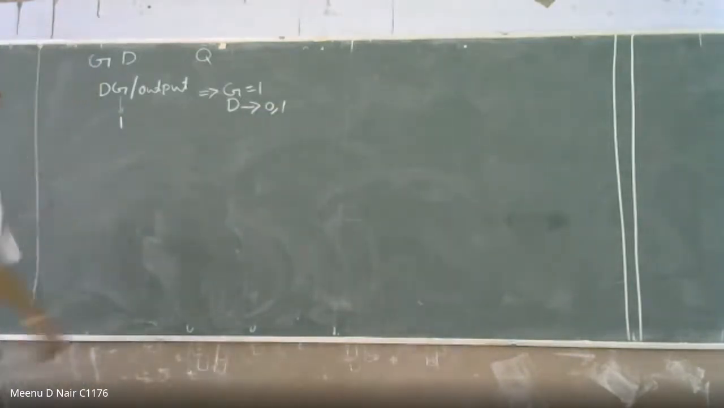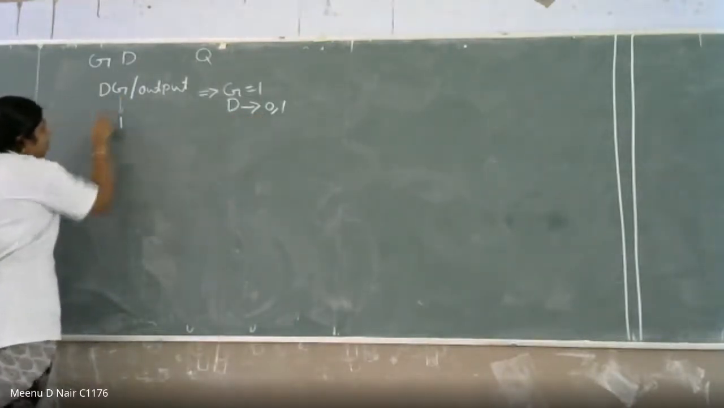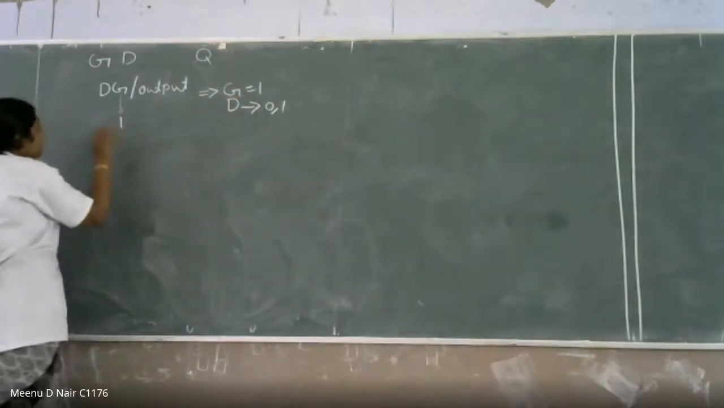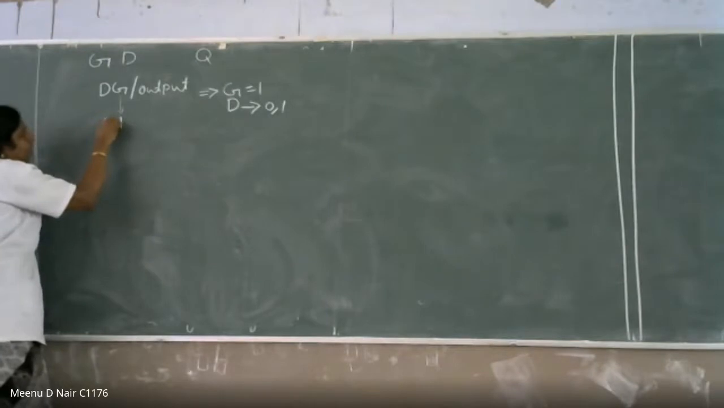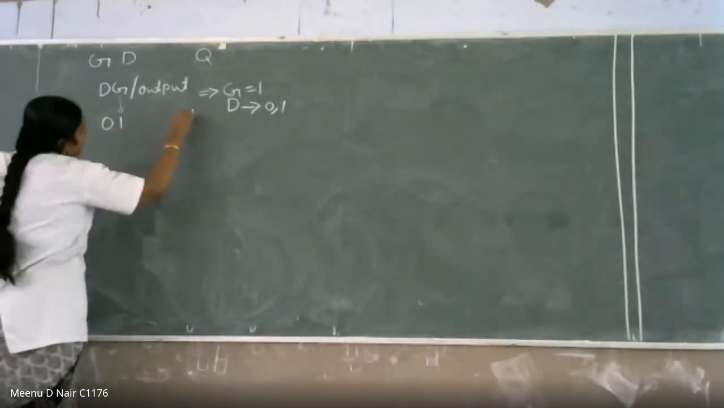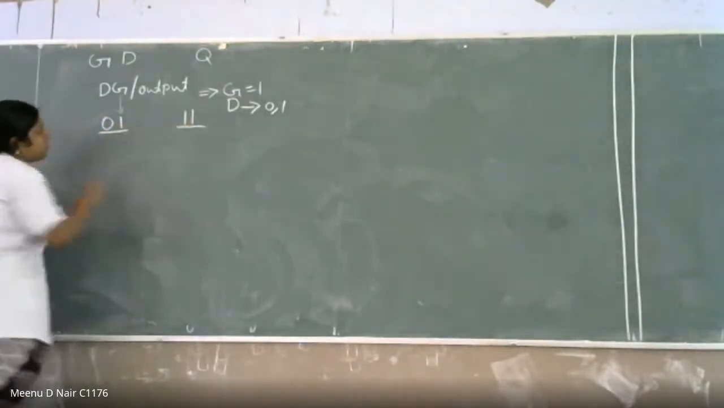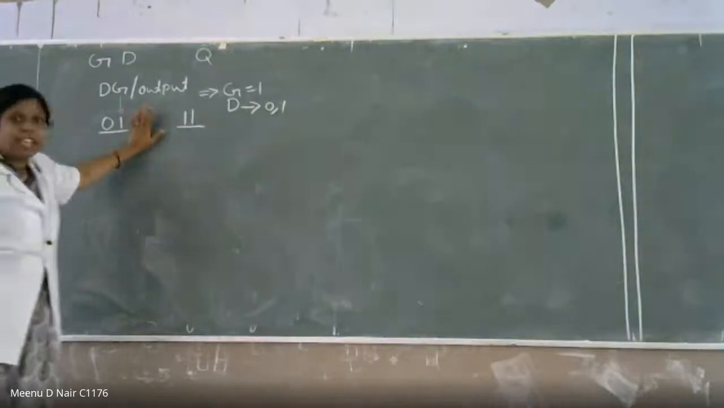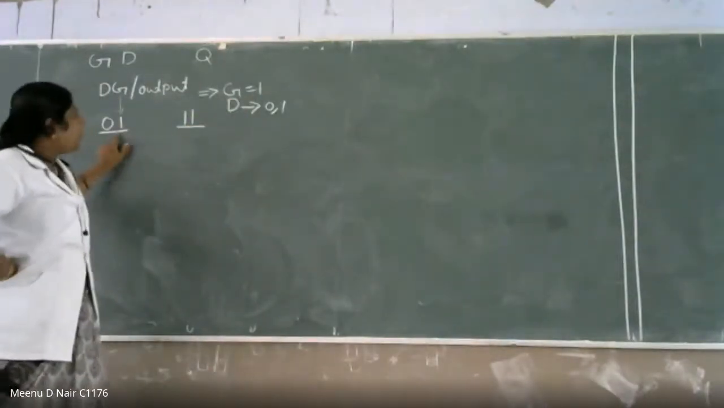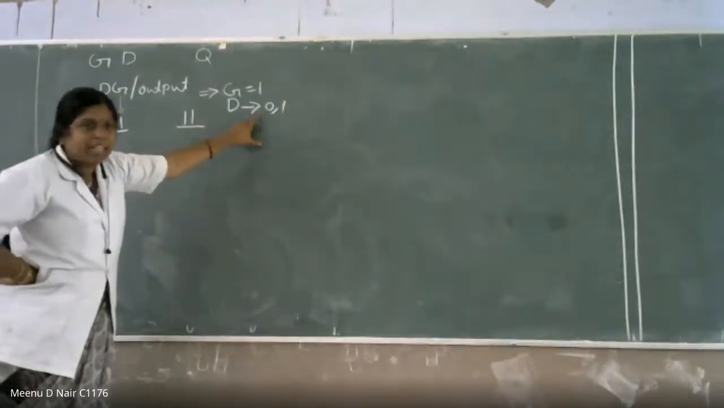So that is the first condition. We are considering D as 0 here, and G you consider as 1 in the first condition. G is equal to 1 and D is 0 here. Another condition is G is 1 and D is 1. So how are you going to write the output? In the first condition, whenever G is equal to 1, output will be same as the D input.